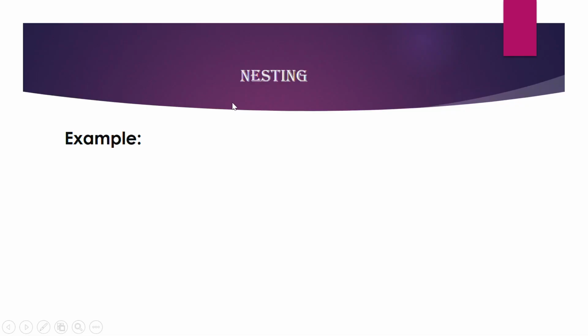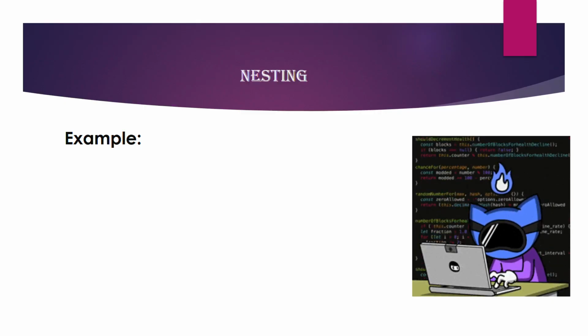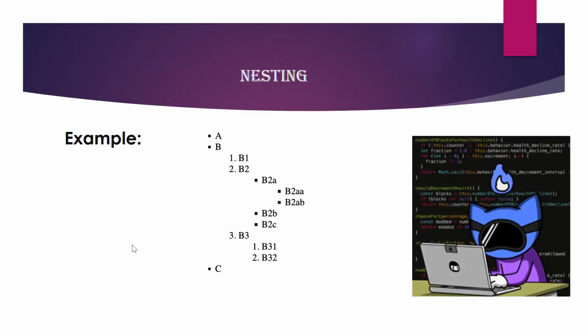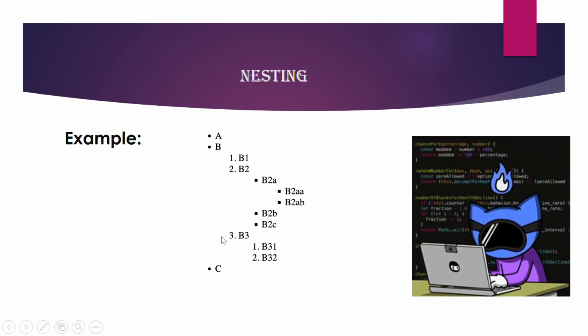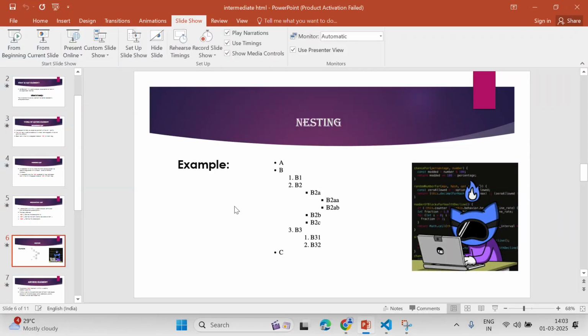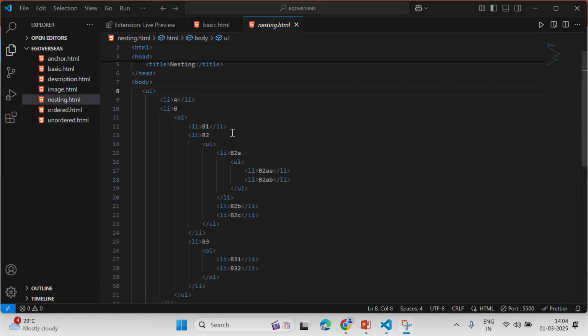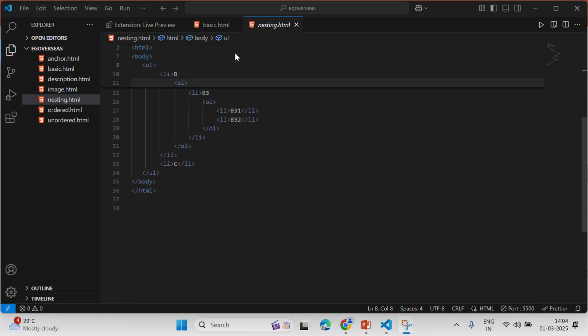HTML allows us to create nested lists, meaning lists inside lists, which is useful for menus, categories and outlines. I have given one example. You have to do it by yourself first, but if you are unable to do it, I am going to explain you all. Open your VS Code and do it yourself, and if you are unable, see me doing it. Okay, so I have already done this and I'm going to explain you all how it is happening.